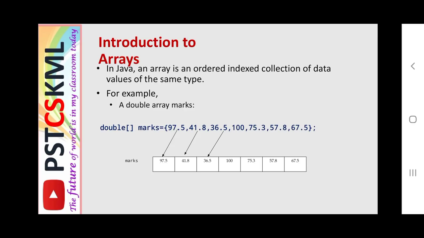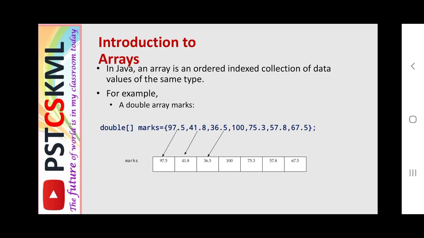Okay, the first value will enter the first index, which means the first index must start with 0. So index 0 means the first value. The last value should be index 6. So 97.5 is the first value, which we call index 0, until the last value 67.5. So how many indexes are there?